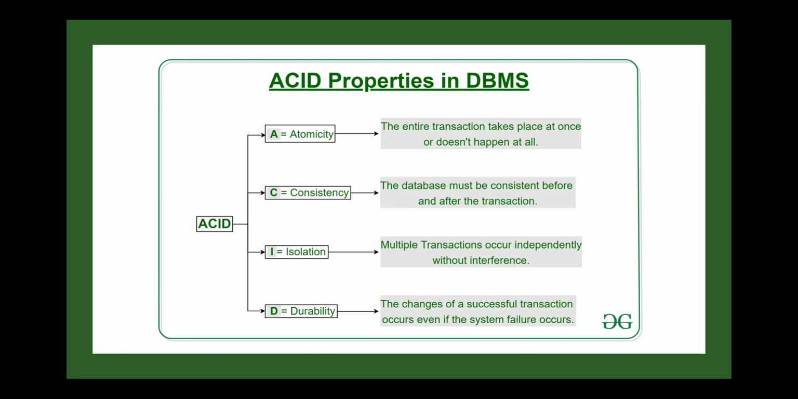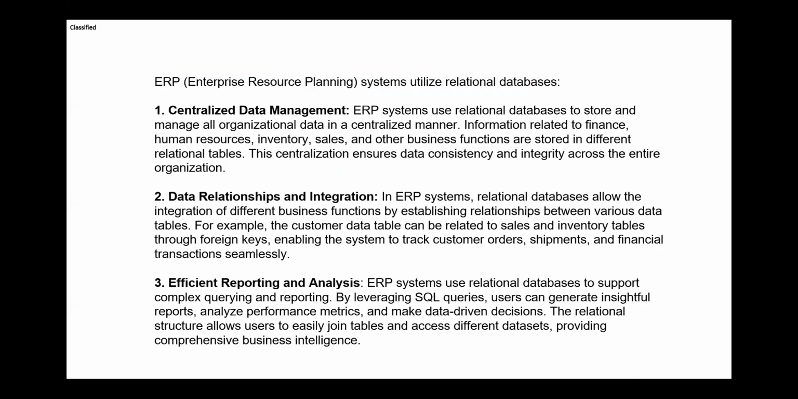Durability means the changes of a successful transaction persist even if a system failure occurs. That means it would have been saved right into the database, into the table. So these are the ACID properties of the database management system to ensure that there is good storage and good monitoring of the data in a database.